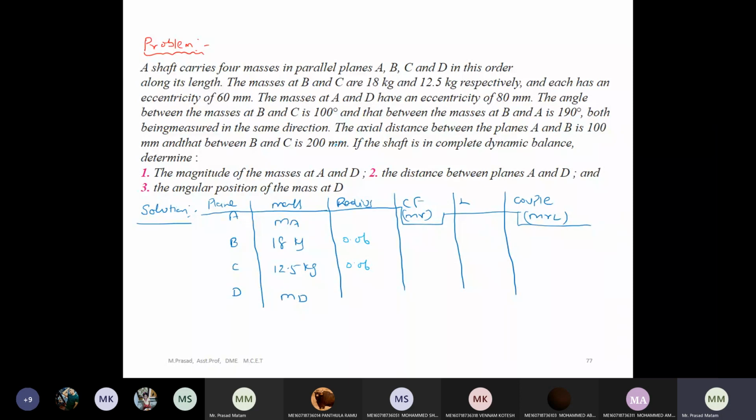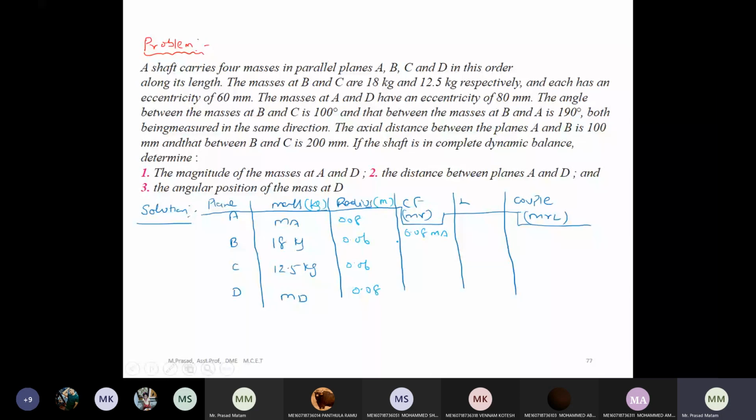And you can see here, masses at A and D have an eccentricity of 80 mm, means 0.08 meters. A, D is also 0.08 meters. I'm writing the units side here. This mass in kgs, radius in meters. Okay. Now, what is the centrifugal force here for plane A? 0.08 into MA. For B, 18 into 0.06.